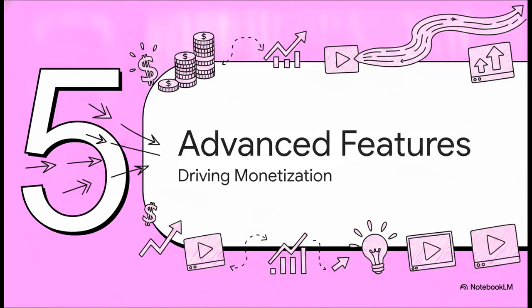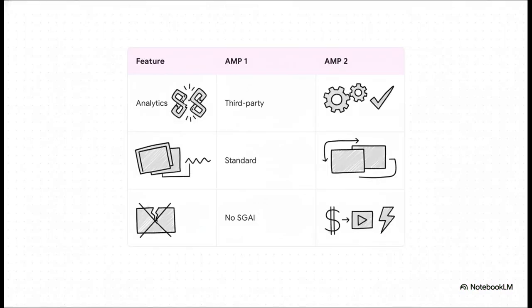And that brings us to our final section, Part 5, Advanced Features and Monetization. Let's explore how AMP2 actually drives business value and opens up new revenue streams. If we look at the evolution from the original player to AM2, you can clearly see how the architecture has matured. Analytics evolved from cumbersome third-party integrations to being fully pre-integrated right from the jump.